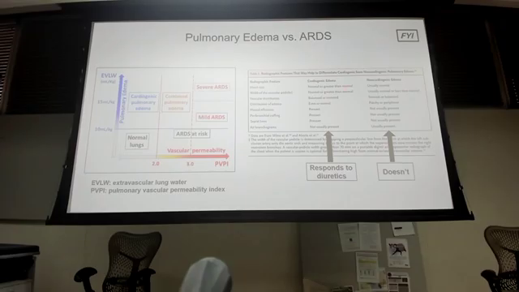And then this chart on the right, cardiogenic versus non-cardiogenic, is a very important differentiation when it comes to this, right? Just because they have fluid in the lungs doesn't mean they have ARDS. It could be cardiogenic, heart failure, fluid backing up into the lungs, or ARDS, which is this acute process, which is non-cardiogenic.